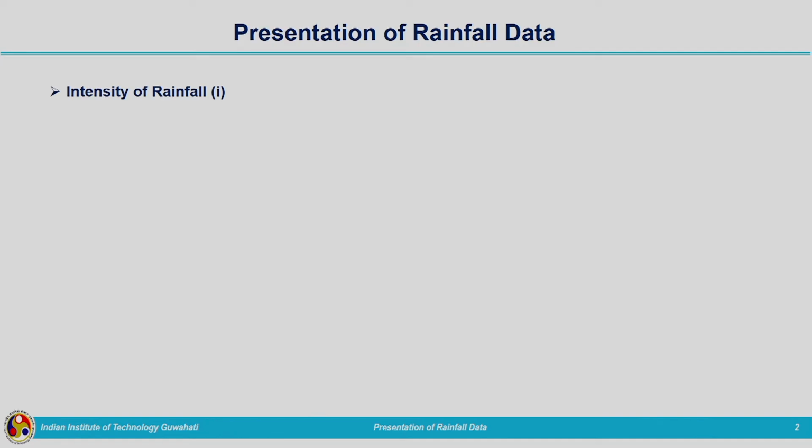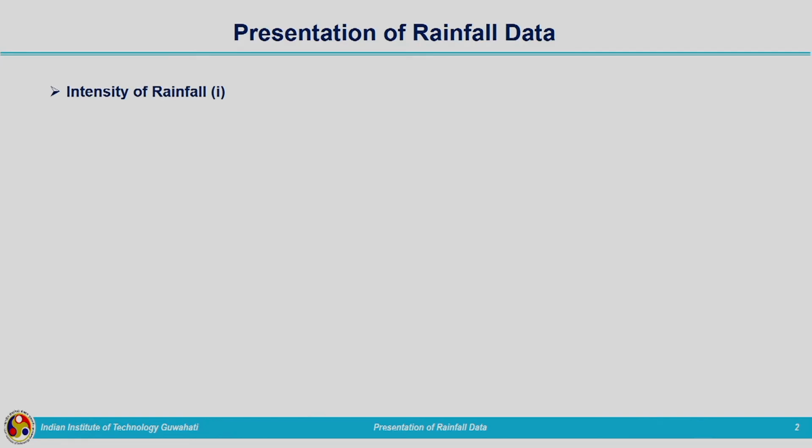So, once we get the data from the rain gauges, how can it be presented? Because we have to make use of these data for our hydrological analysis. Flood related studies, drought related studies, all of these require the precipitation data, especially the rainfall data. So, here we are discussing the rainfall data. Let us see how it can be presented in this lecture.